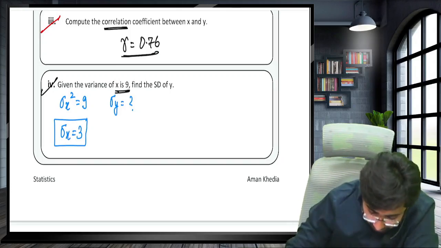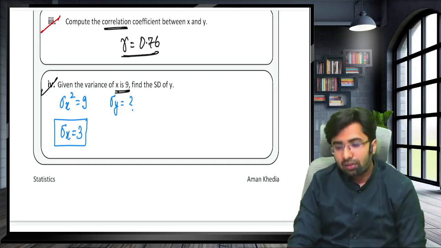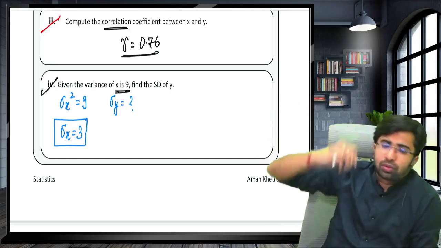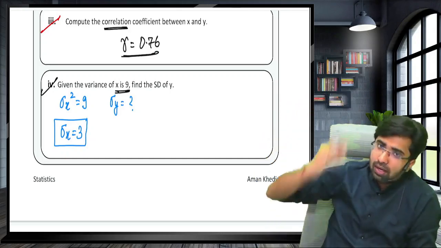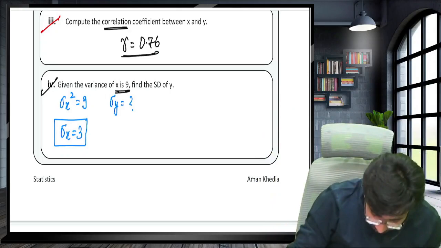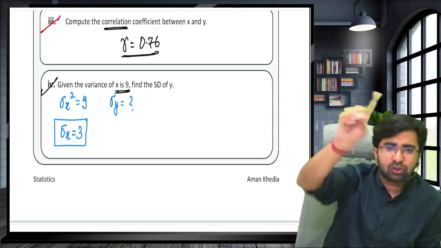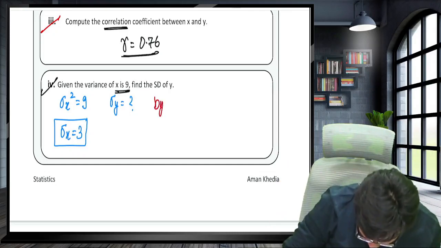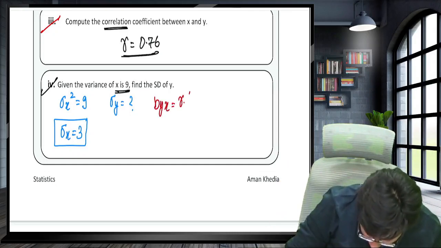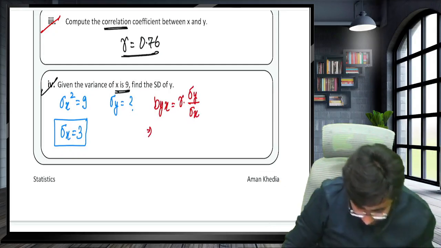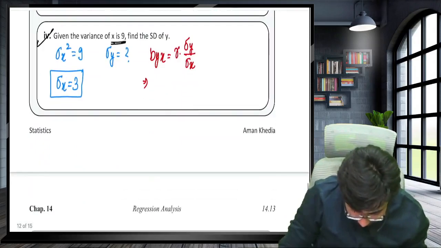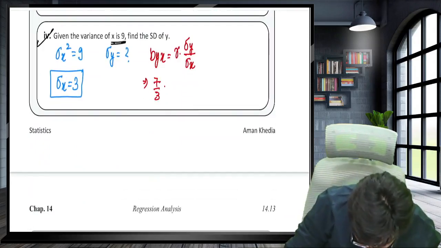Guys, you have r, you have b. Which formula to use from among those three formulas? Correct, second formula. Sir, you have y on x also, you have x on y also. Take anything. Let me take b y on x. It will be r into standard deviation of y divided by standard deviation of x. What is b y on x? Sir, you have computed b y on x as 7 by 3. So this is my 7 by 3.